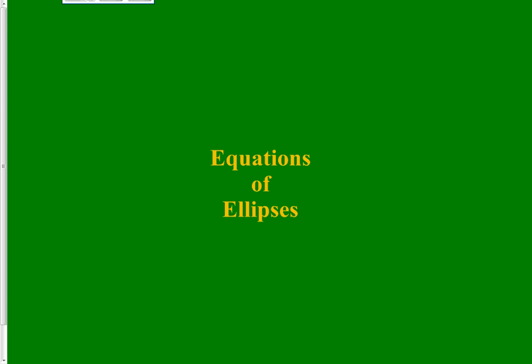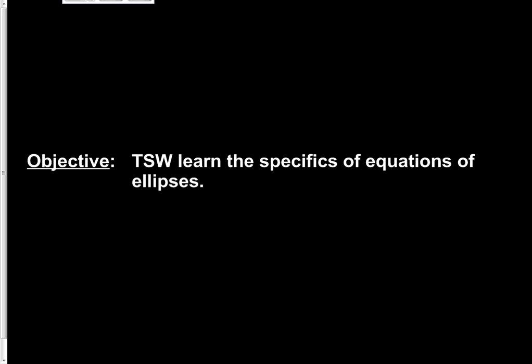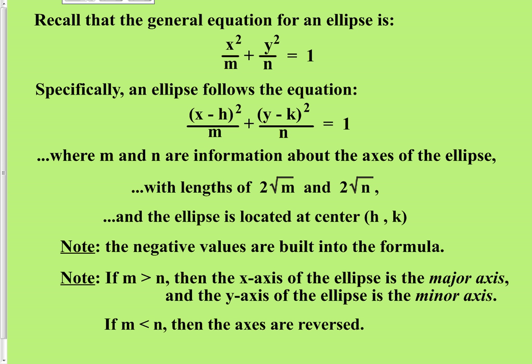Okay, the next thing we looked at was equations of ellipses. Again, we saw the specific formula for ellipses dealing with the center location h, k. We also saw that typically on equations of ellipses, we have a denominator that is involved, and it is the denominators that are specifically responsible for changing one of the axes of the ellipse. Okay, so m and n, which are both the denominators, are information about the axes.